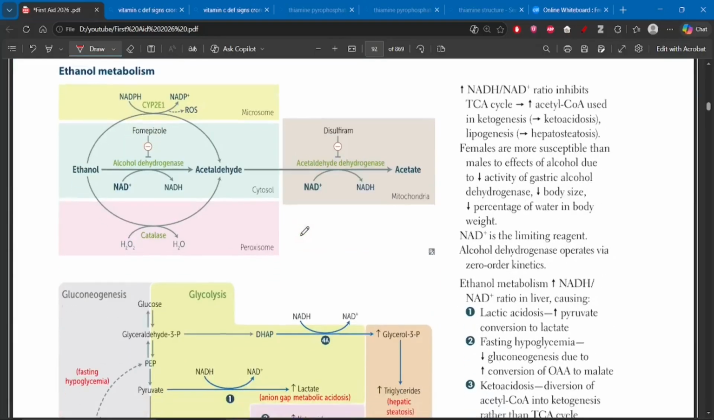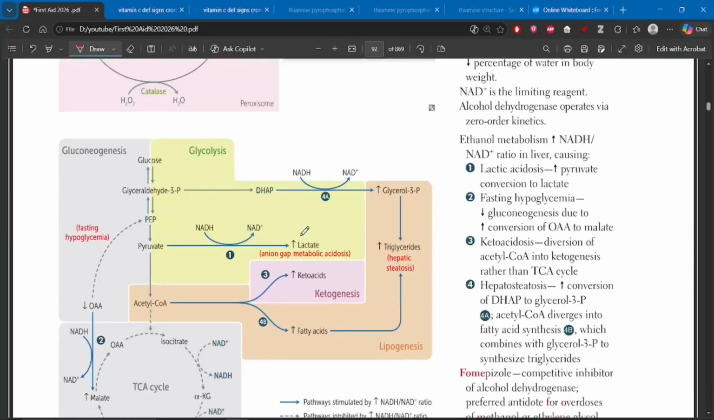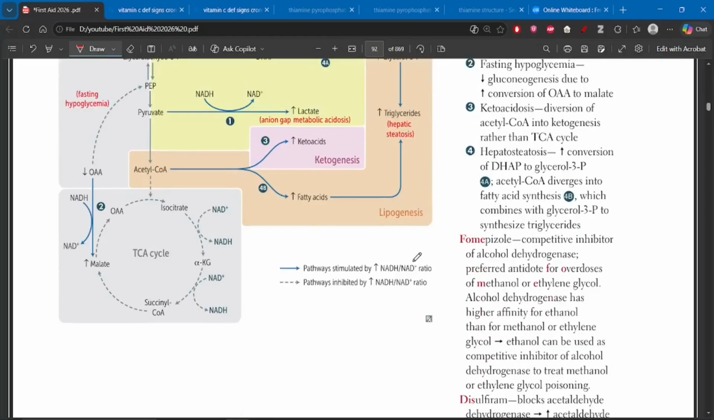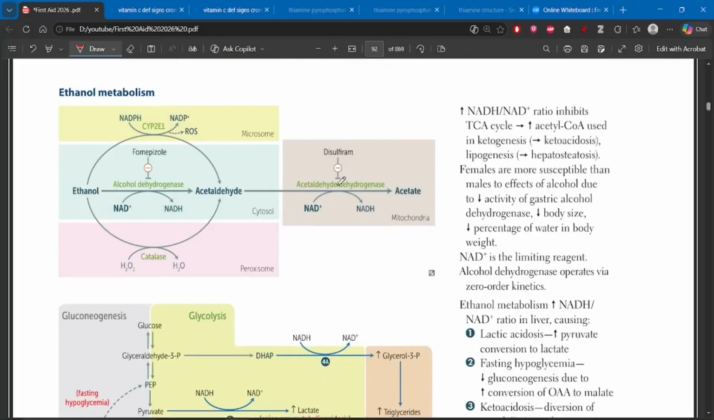And now moving on to ethanol metabolism. Now this is a big cycle, right? You're not supposed to memorize all of it. Ethanol metabolism, the main thing that you must know is the NADH/NAD ratio.